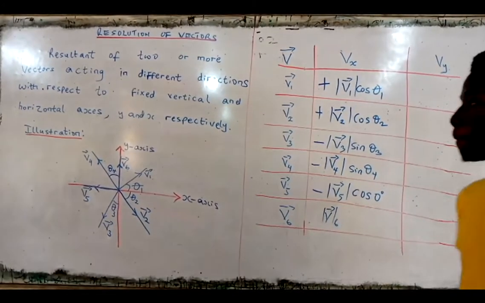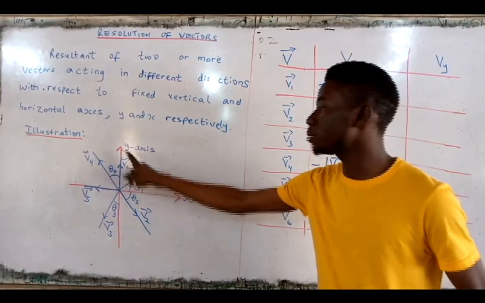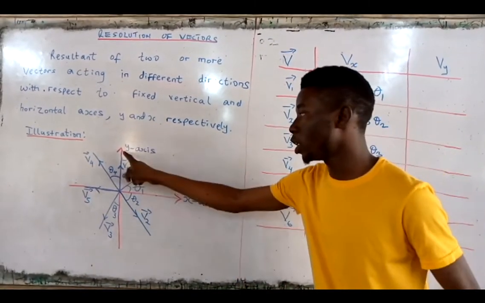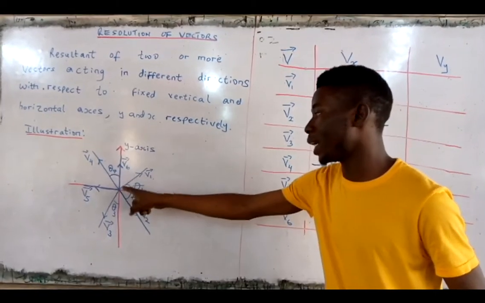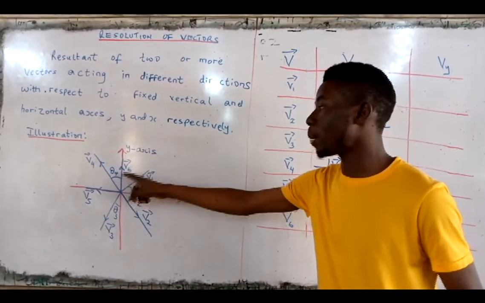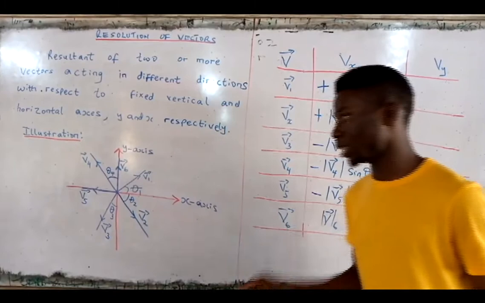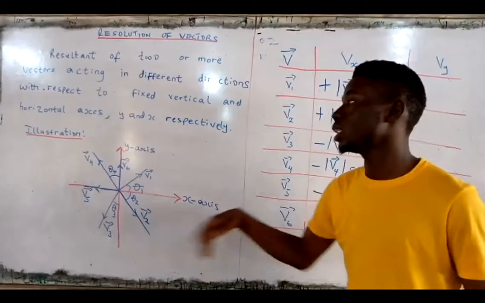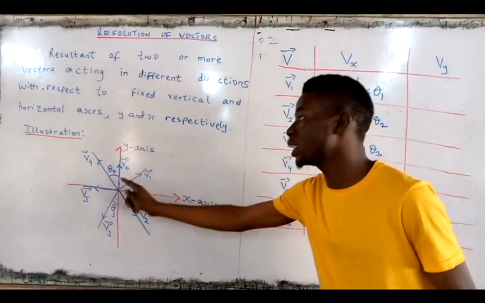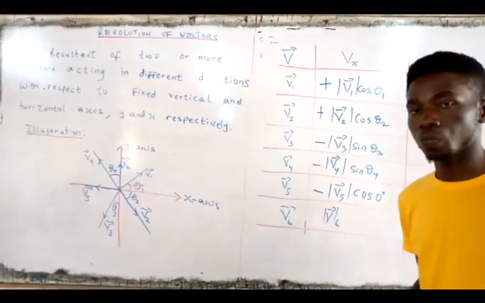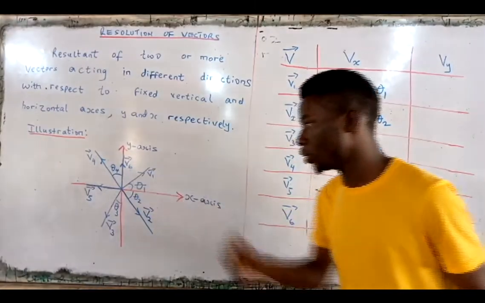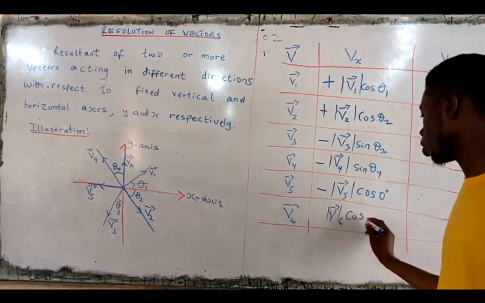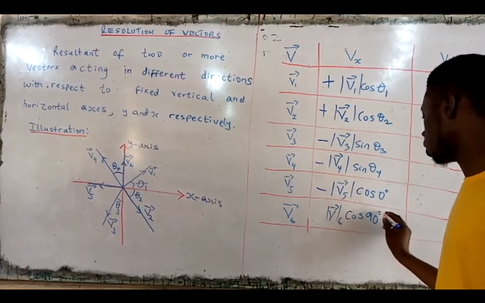like I said, the angle that v6 is making with the x-axis, because v6 itself is directly on the y-axis, and the y-axis is perpendicular to the x-axis. That is, the y-axis is at angle 90 degrees to the x-axis. That implies that the angle that v6 is making with the x-axis is 90 degrees. Therefore, I'm going to make use of cos 90 degrees.